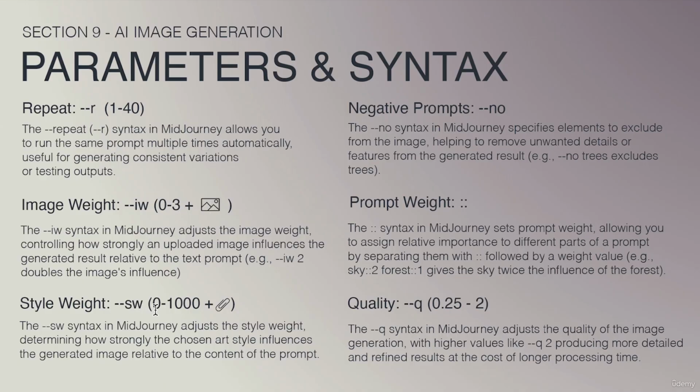The same with style weight. When I attach an image and click the style weight, it sets how much of the style of that image is used, between 0 and 1000. If it was a moody, dark cyberpunk image and I put it on 1000, it's going to draw on that a lot for the style of that specific image I uploaded, as opposed to if I did 0.